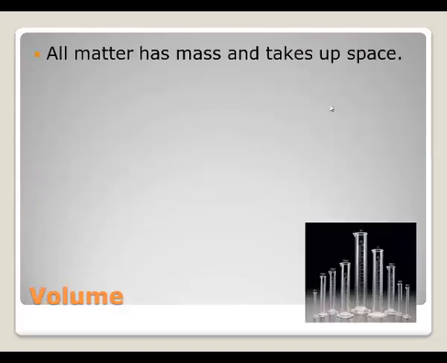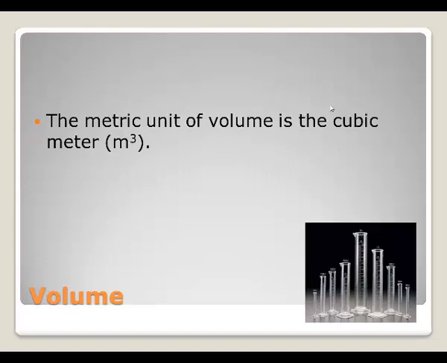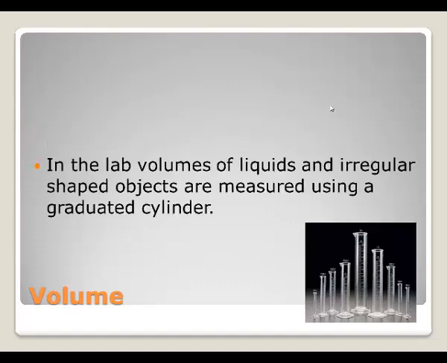Volume. All matter has mass and takes up space. The amount of space that matter occupies is called volume. You occupy volume. Any object occupies volume. It has a certain space that it takes up. The metric unit of volume is the cubic meter. When we're in the lab and we're measuring the liquid's volume or an irregular shaped object's volume, we use a graduated cylinder.